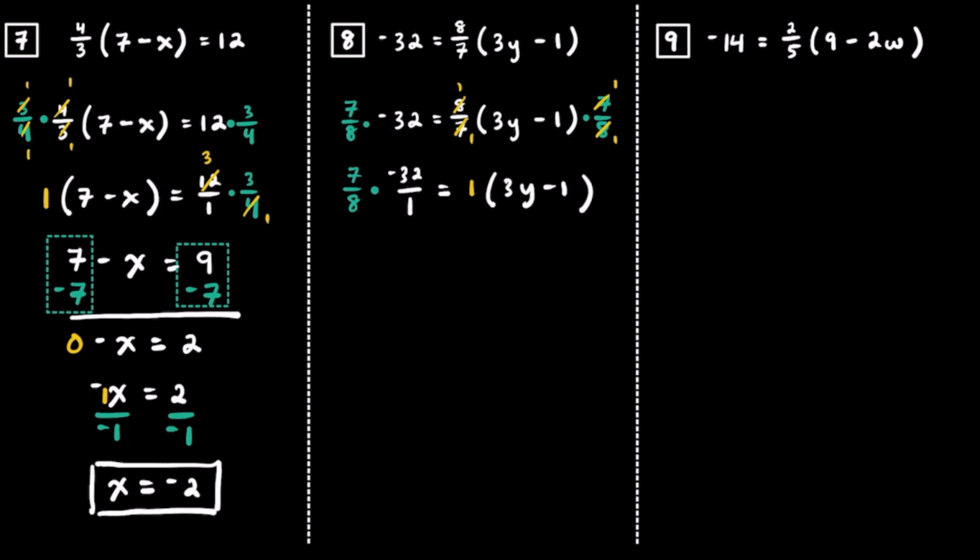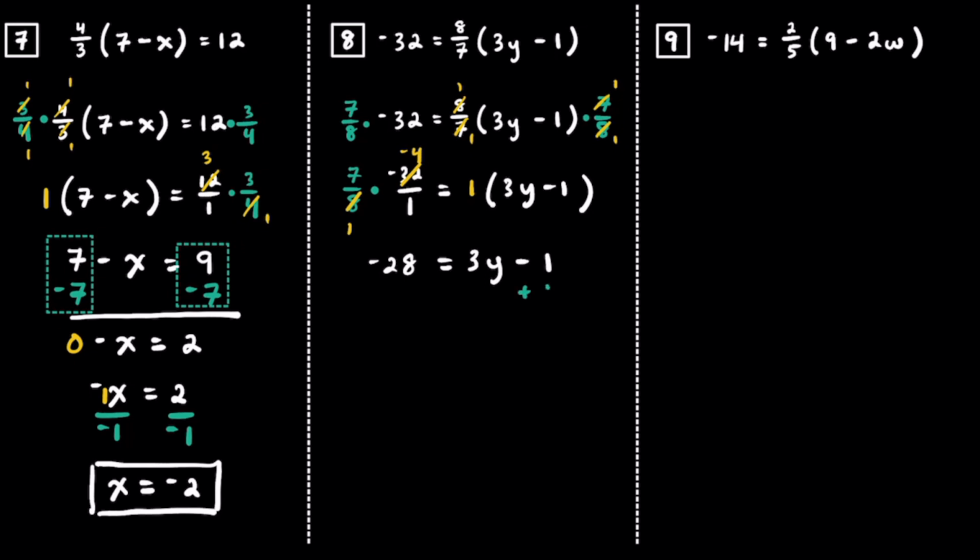On the left side of the equation, notice how we can cross cancel this 8 and 32 to make a 1 and a negative 4, and 7 times negative 4 is going to be a negative 28 over 1, or just negative 28. And on the right side, you can either distribute that 1, which doesn't change anything, or we can just drop it and say that 3y minus 1 is what we're left with. Now we have a two-step equation.